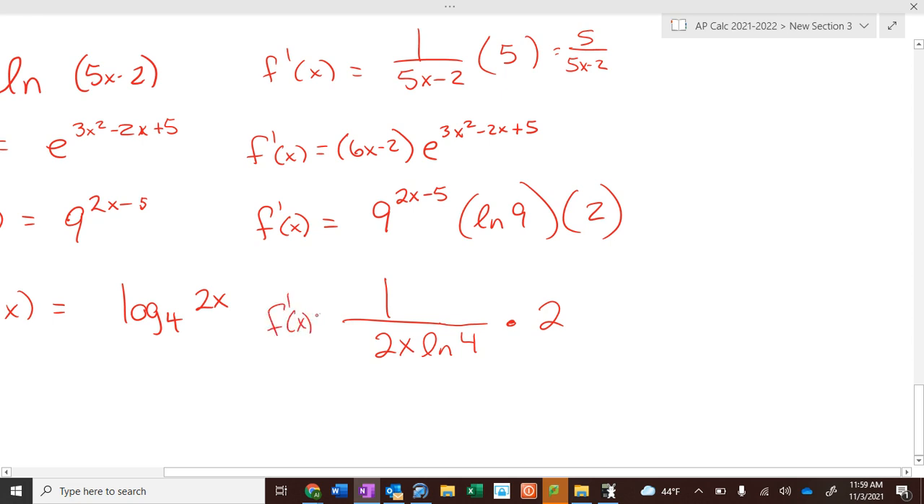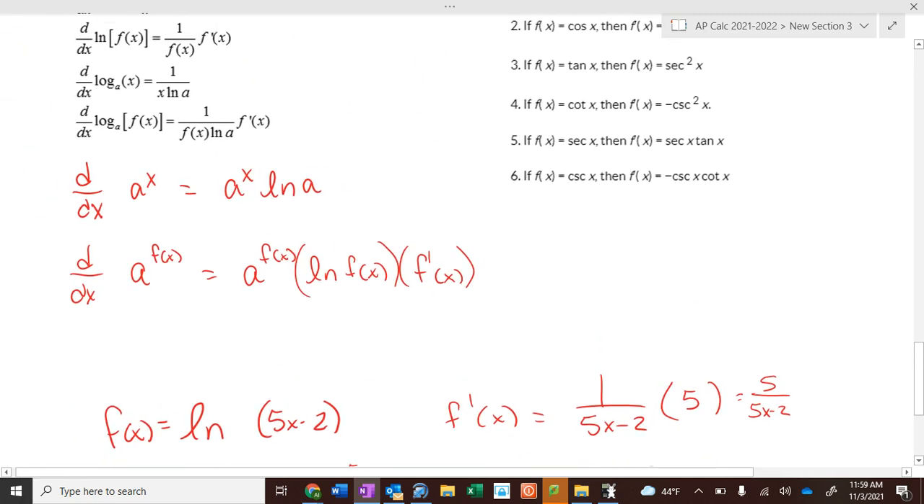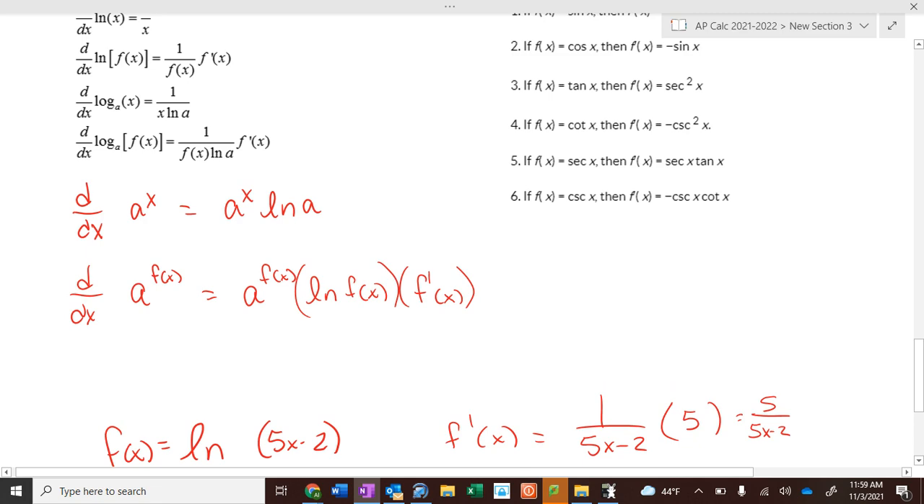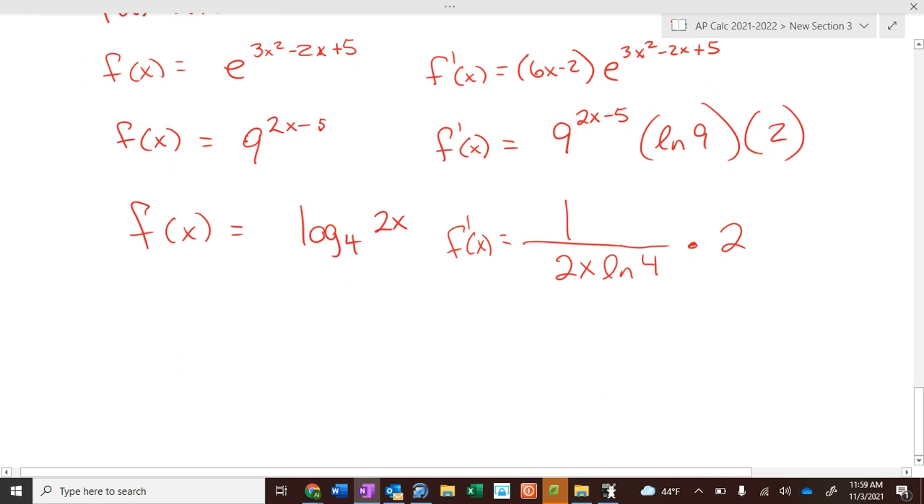How come there's two equations for log? It was just plain and simple log of x. Log of x is just 1 over x ln of the number. Log base 6 of x is just 1 over x ln of 6. That's what it is. But if it's complicated, then you have to take it times the first derivative of that.